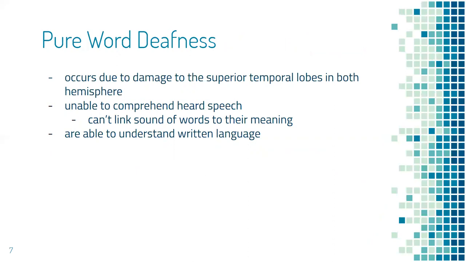However, they are not deaf since they are still able to hear music and other sounds and are also able to detect the tone, emotion, and the gender of a speaker. They are able to understand written language as visual information bypasses the damaged auditory comprehension area of the temporal lobes.